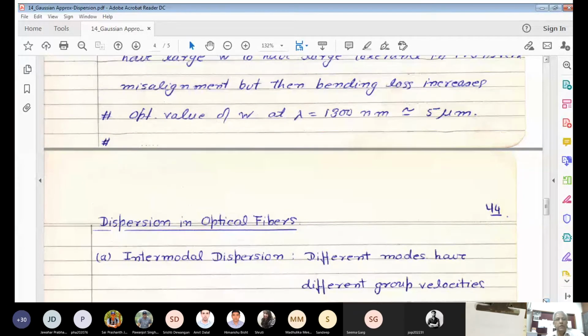Any difficulty so far? Do you understand what the Gaussian approximation is, and how we calculate this loss, etc.? And this longitudinal misalignment, I am not discussing, so we can leave that. But if somebody is interested, it is given in the book. So any questions so far? No? Okay. No, sir.